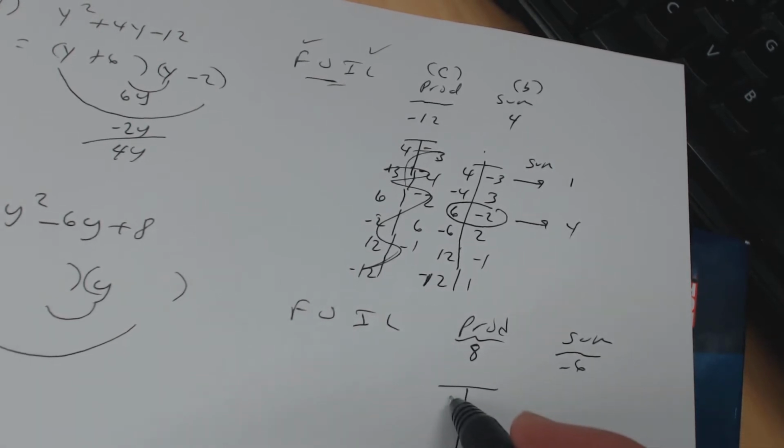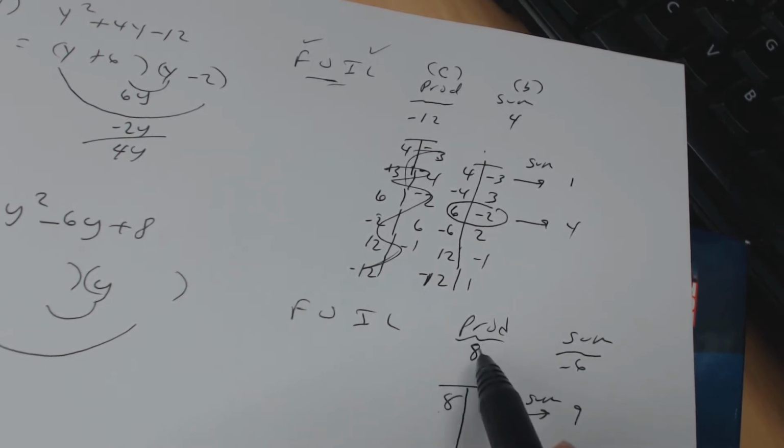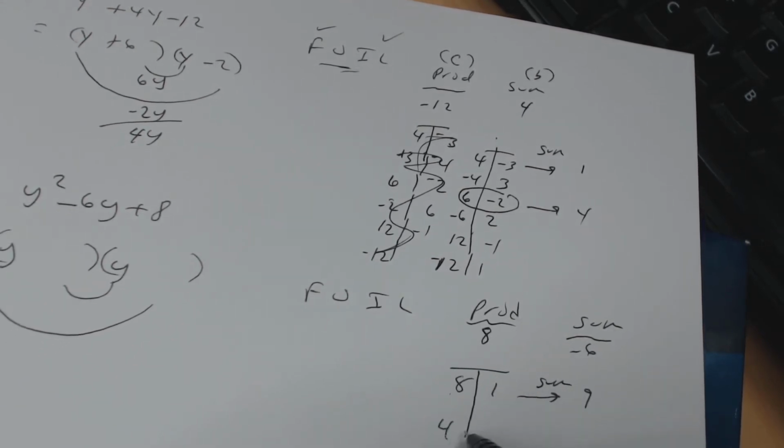For example, you may say, all right, well, what about 8 times 1? Well, 8 times 1 is positive 8. That is true. But when I add them up, I get 9, so it doesn't work. Now, that one's not that bad. You should have figured that one out already. So the answer would be 4 times 2.